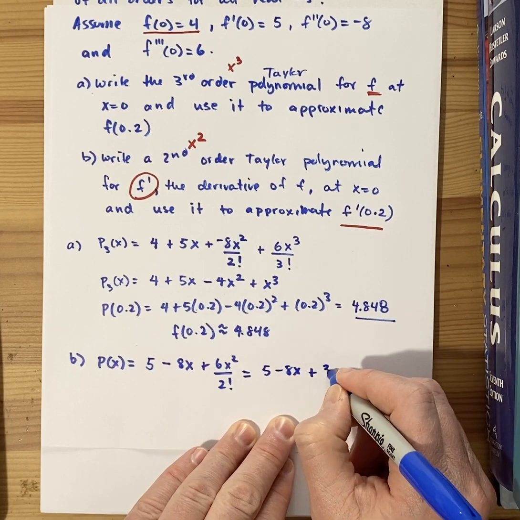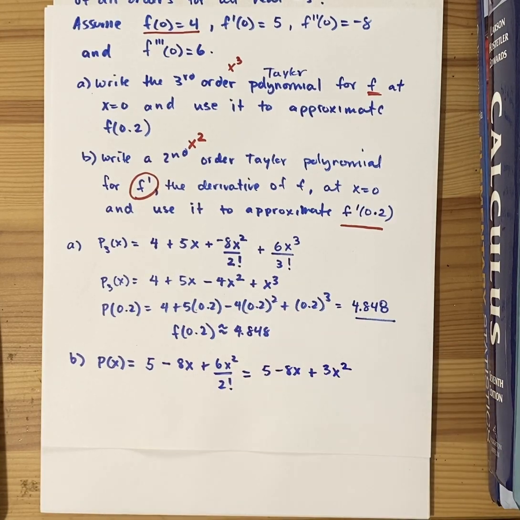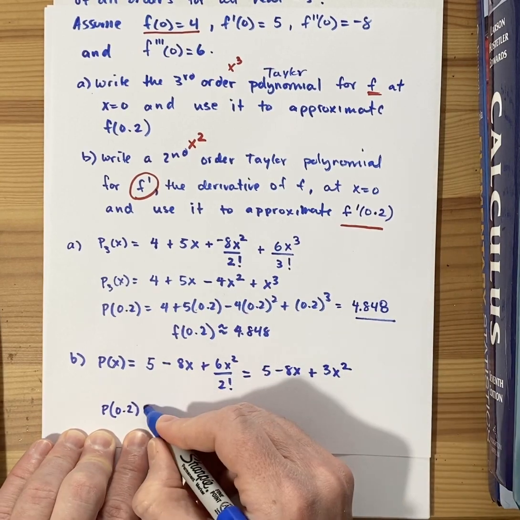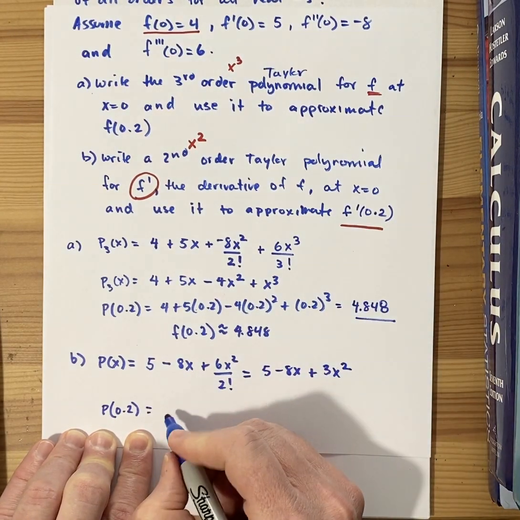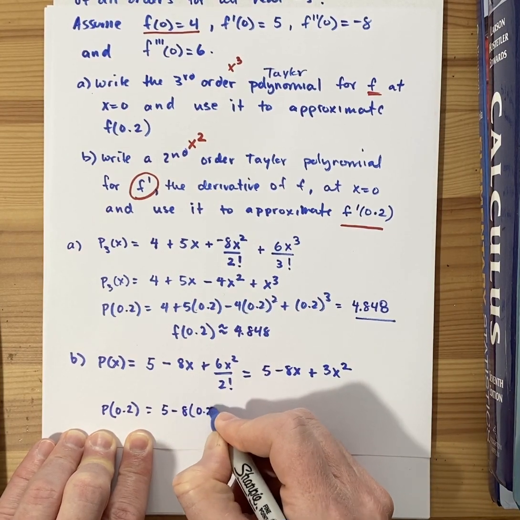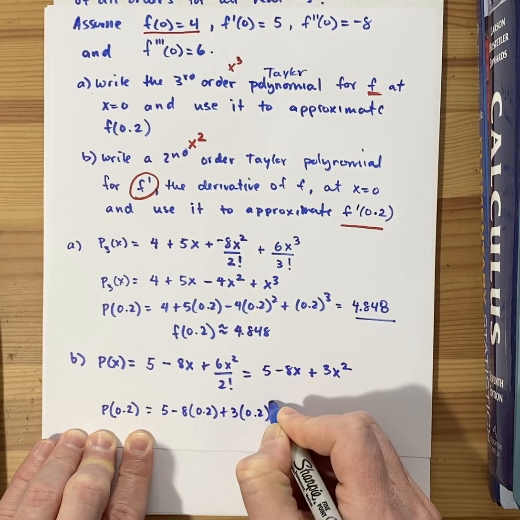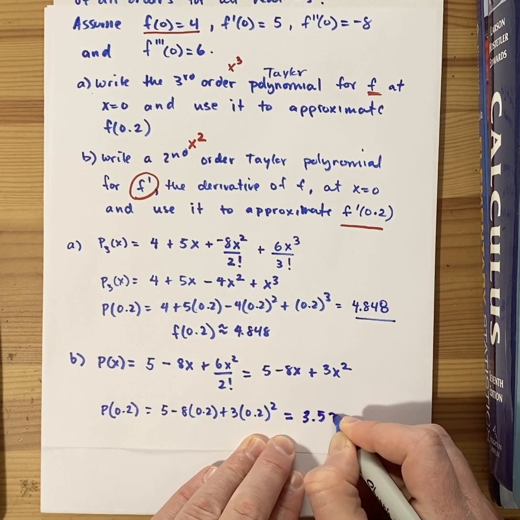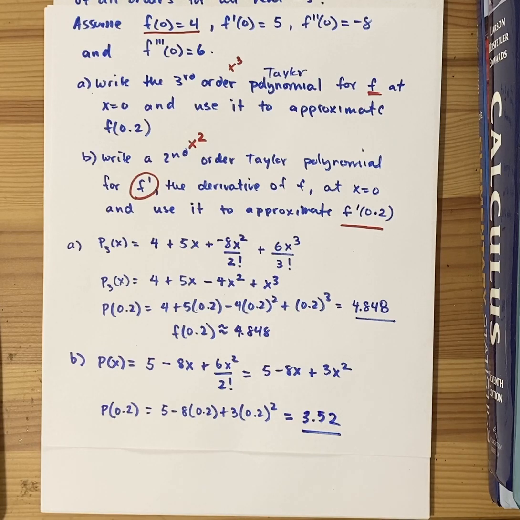If we clean that up, 6 divided by 2 is 3x squared. So there's my second order polynomial for f prime of x, not f of x. And then in this situation, we are just plugging in our 0.2 for this function to get the approximation for f prime of 0.2. So 5 minus 8 times 0.2 plus 3 times 0.2 squared. So this gives us an approximation of 3.52.